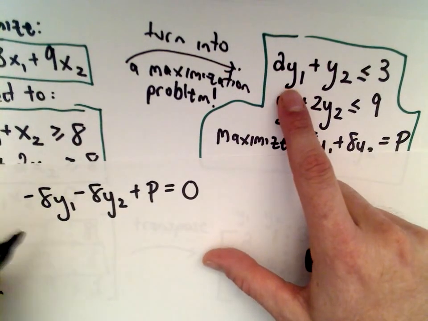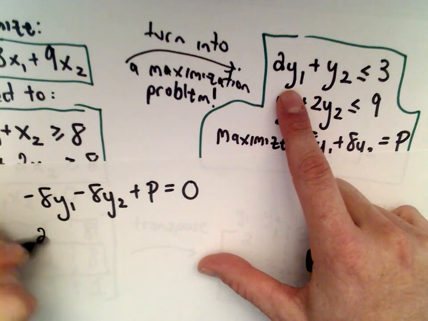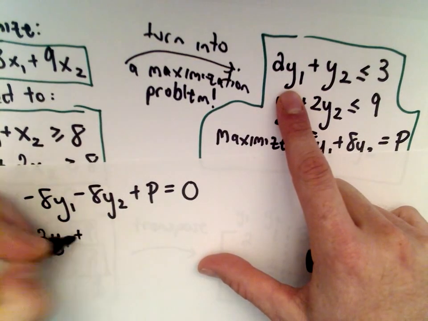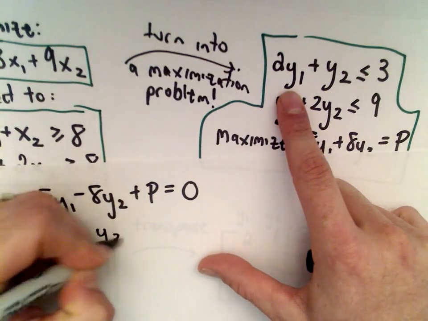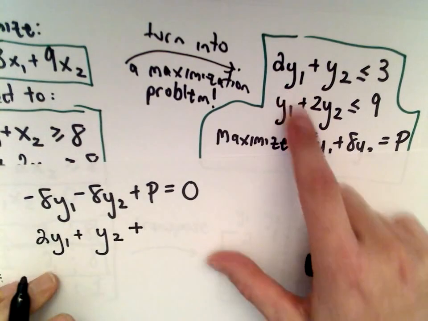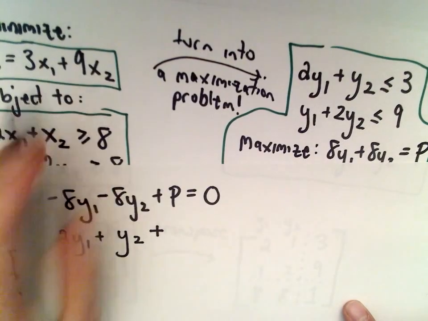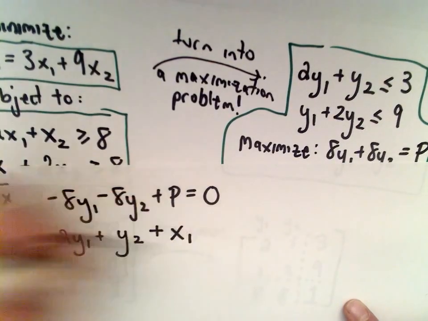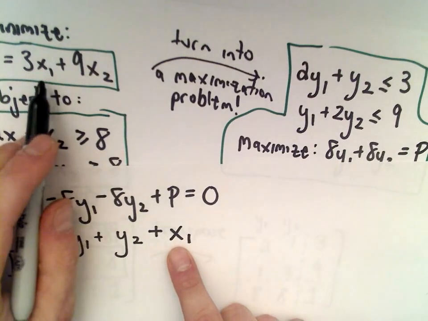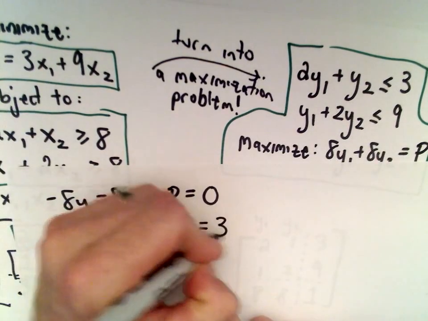Recall that we actually introduced these slack variables. So I've got 2y sub 1 plus 1y sub 2. I'm going to introduce a slack variable, but I'm actually going to use the original variables. It turns out that's what you want to do. So I'm going to add the slack variable x sub 1, and now we set that equal to 3.